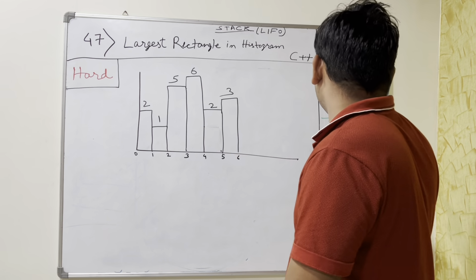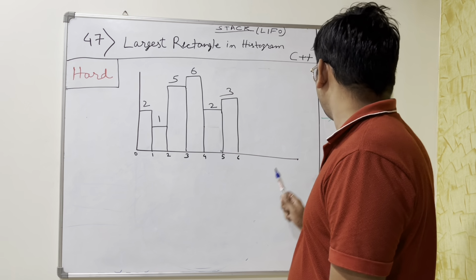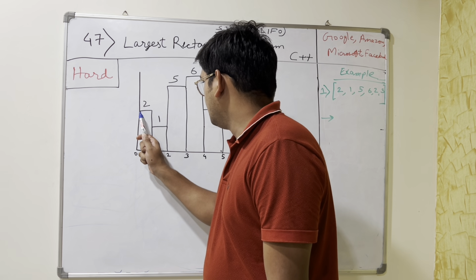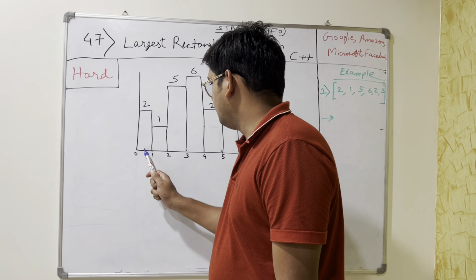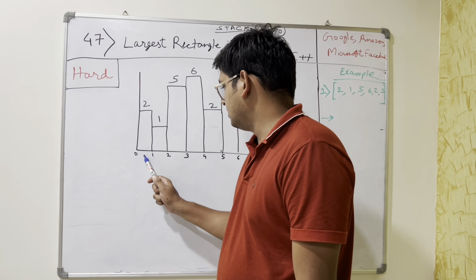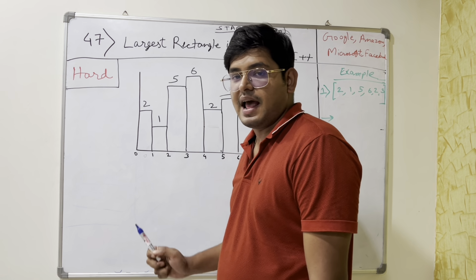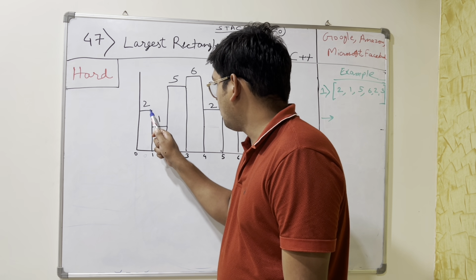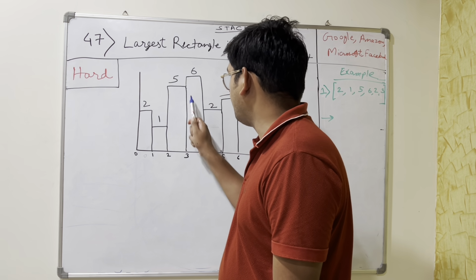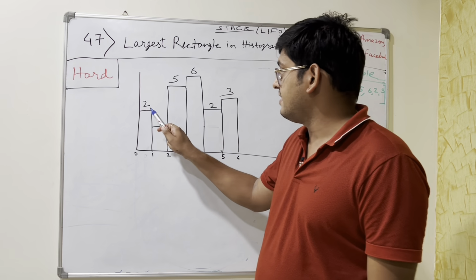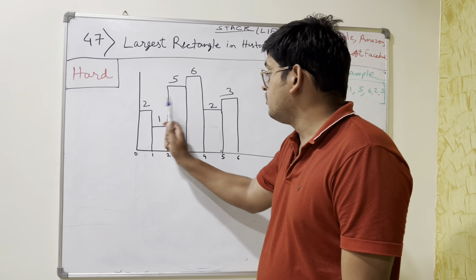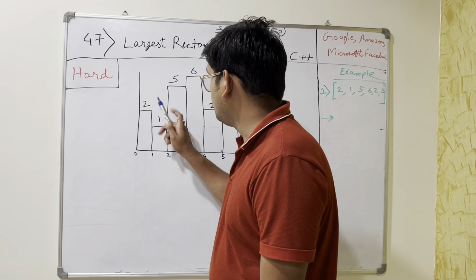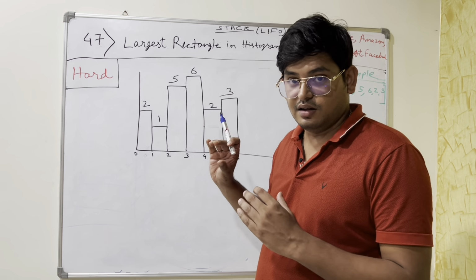So, look at this example, and this is the bar. So we have this bar of length 2, the first element. All the bars have equal width, that is 1. So this is of 2 length, this is of 1 length, this is of 5 length. We need to find the largest rectangle that can be formed using this histogram. Now the largest rectangle will include the histograms.